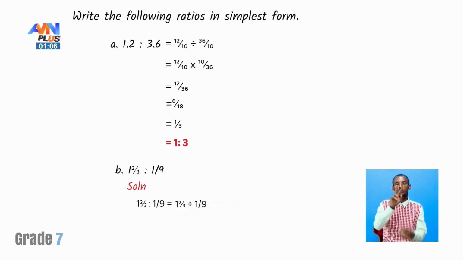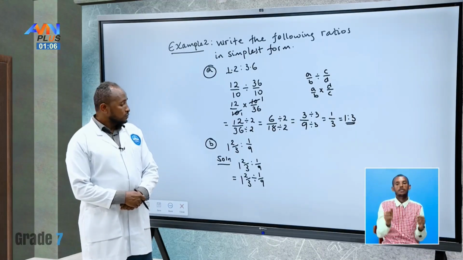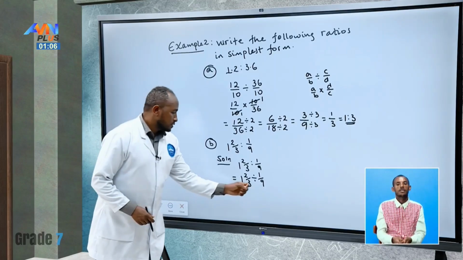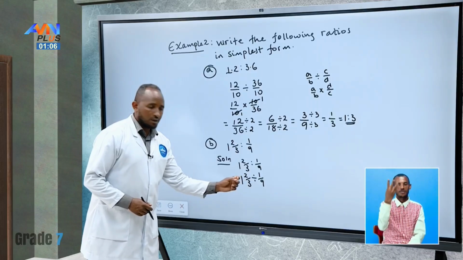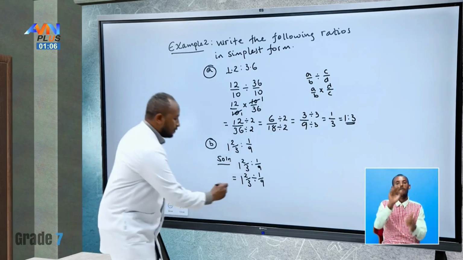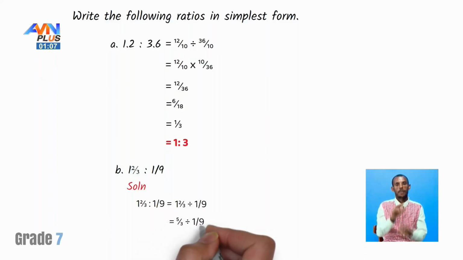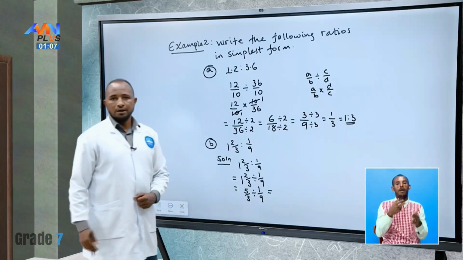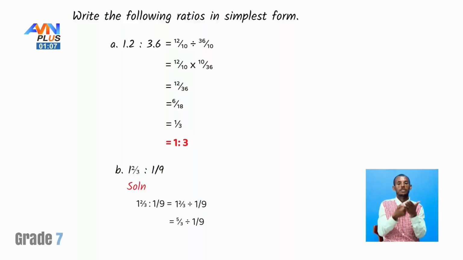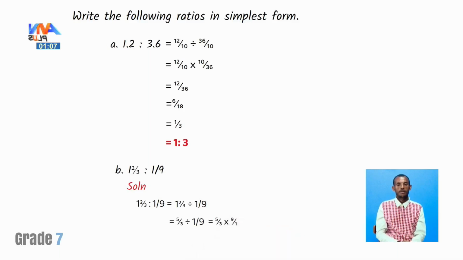To divide this, first I have to change this mixed number into an improper fraction. To change this, take the product of the 3 and the 1 and add the 2. 3 times 1 is 3, 3 plus 2 is 5. Therefore, this becomes 5/3 divided by 1/9. Dividing means multiplying by the reciprocal. Therefore, this becomes 5/3 times 9/1.